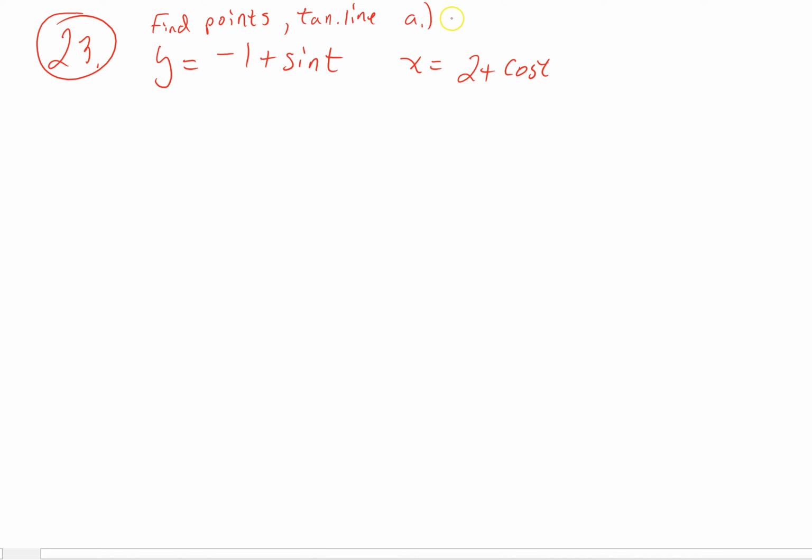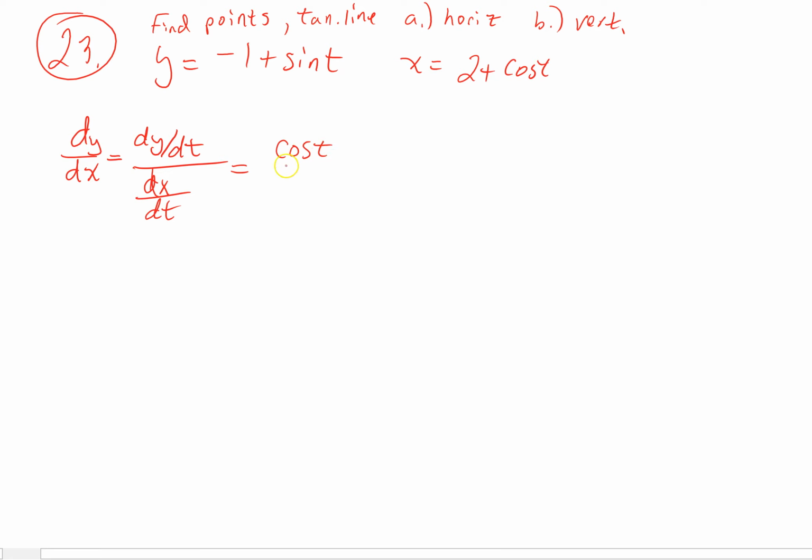is A, horizontal, and B, vertical. Well, tangent lines, I'll tell you what, guys, that means dy/dx. We've got to find a derivative. And plainly and simply, the derivative is dy/dt all over dx/dt. So dy/dt, well, the derivative of -1 plus sine of t, that's just cosine of t. dx/dt, well, the derivative of 2 is 0, derivative of cosine is negative sine.